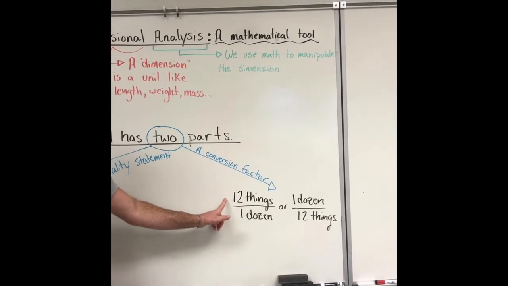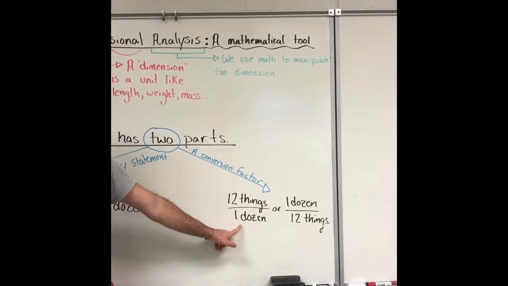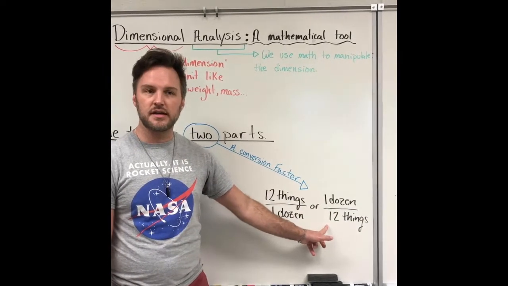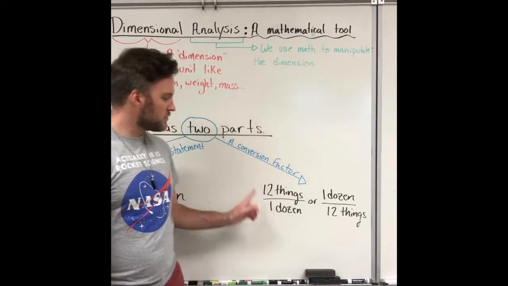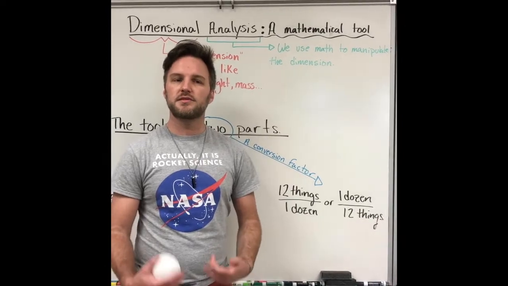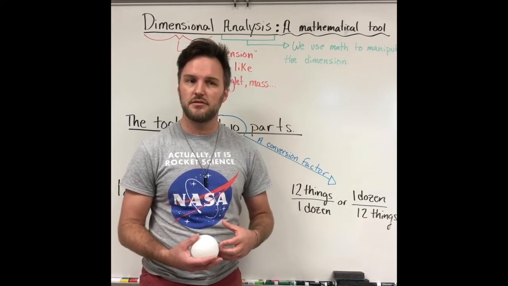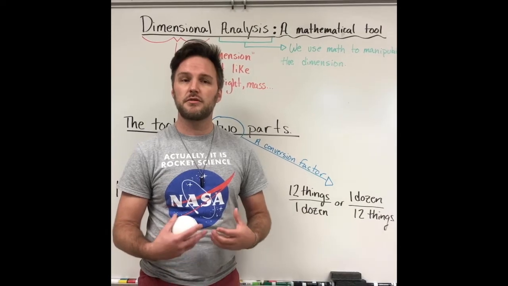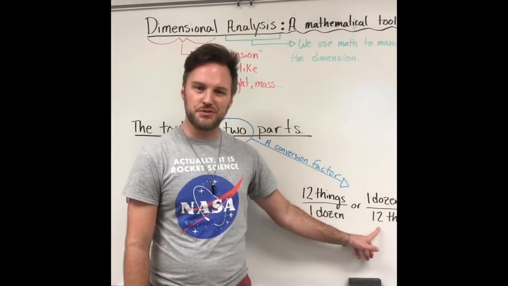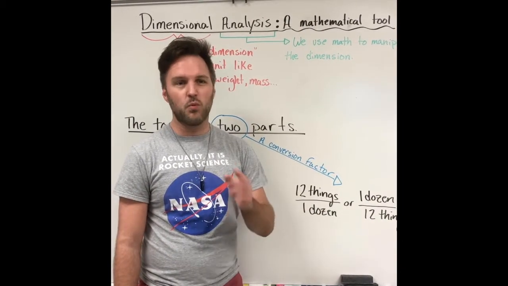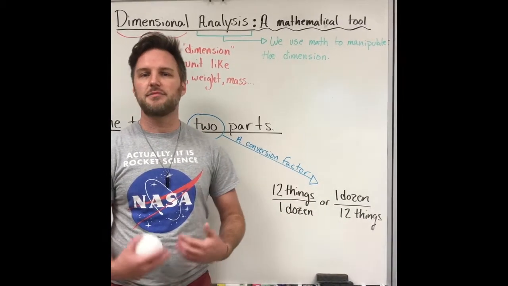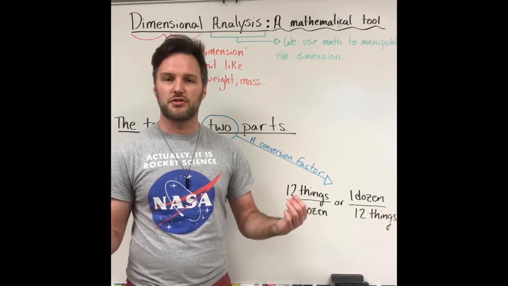So we could say 12 things is equivalent to 1 dozen, or we could say 1 dozen is equivalent to 12 things. Now you might be saying, wait a minute, 12 over 1 and 1 over 12 are not the same number. And you're right. If we were dealing with simple numbers and not the dimension, these would be different. But because we're dealing with dimensionality, each one of these fractions is actually equal to, if you guessed it, 1. So we can take our conversion factors and use that to manipulate our units, and thus dimensional analysis.